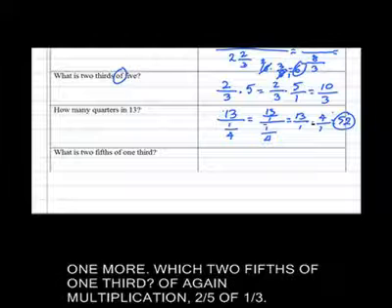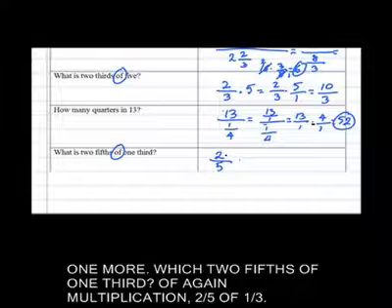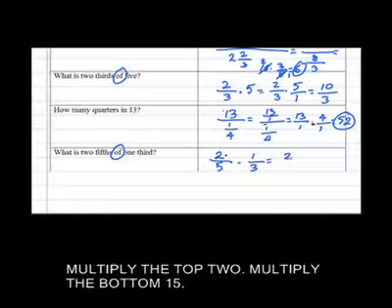Okay, one more. What's 2/5 of 1/3? Of, again, multiplication. 2/5 of 1/3. Multiply the top, 2. Multiply the bottom, 15.